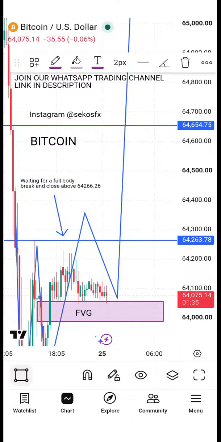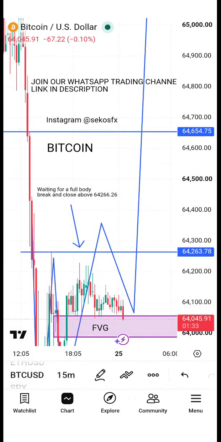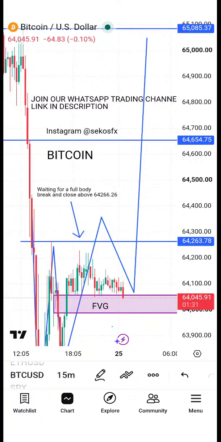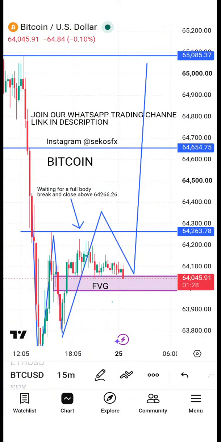It can just shoot to the downside, then later shoot to the upside. You see, it's now testing, entering the fair value gap. And those who bought, they are crying now. Bitcoin, look at what is happening on Bitcoin.